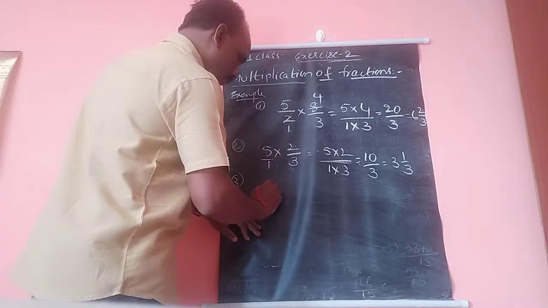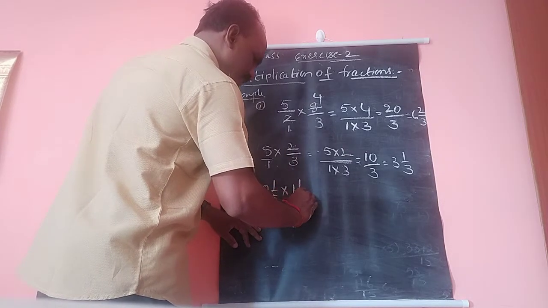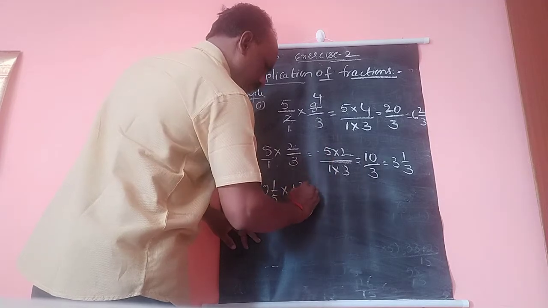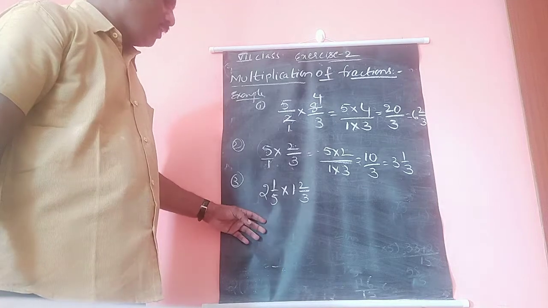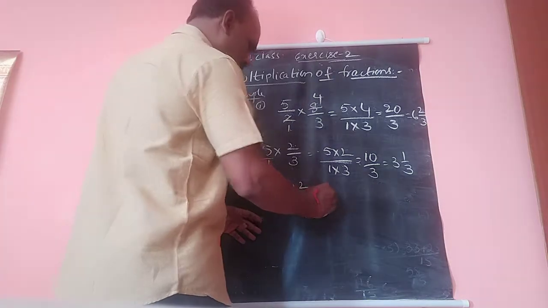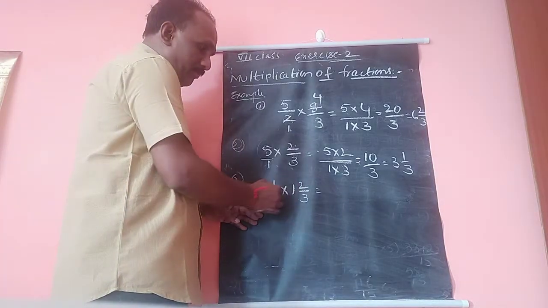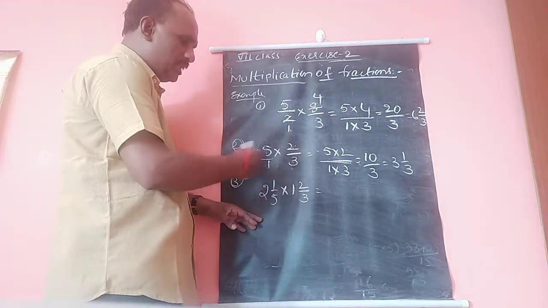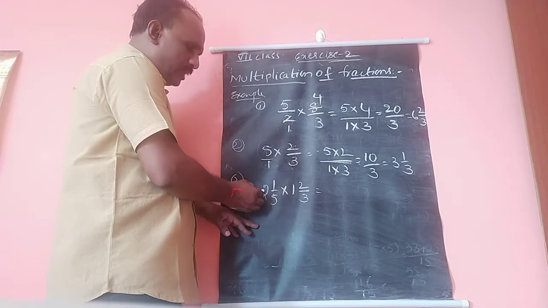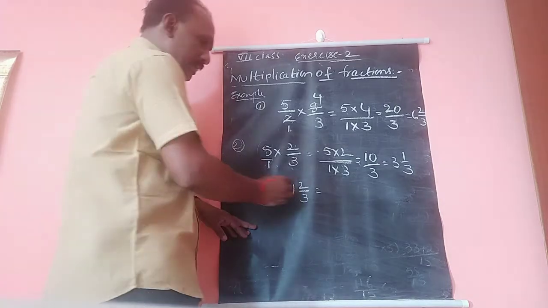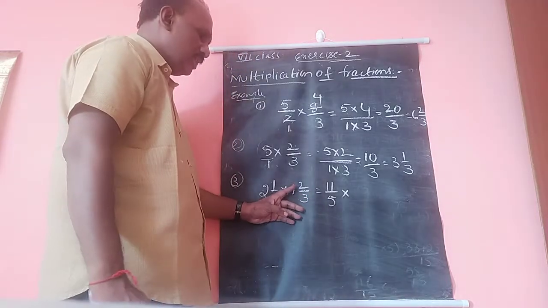I will tell you: 2 1 by 5 into 1 2 by 3. How can you finish this? Here mixed fractions are there. The mixed fractions you should change into improper fractions. That means 5 twos are 10, plus 1, 11. 11 by 5 into 3 ones are 3 plus 2, 5 by 3.